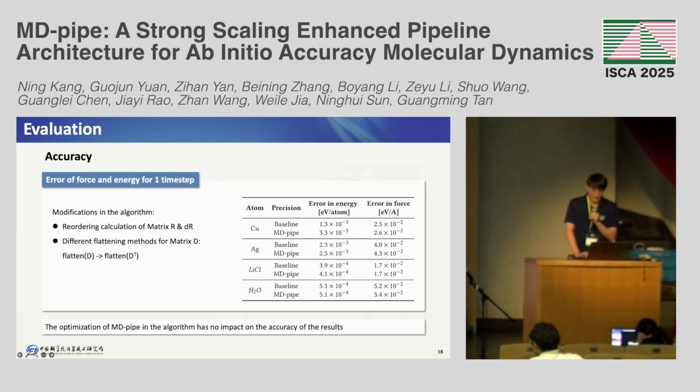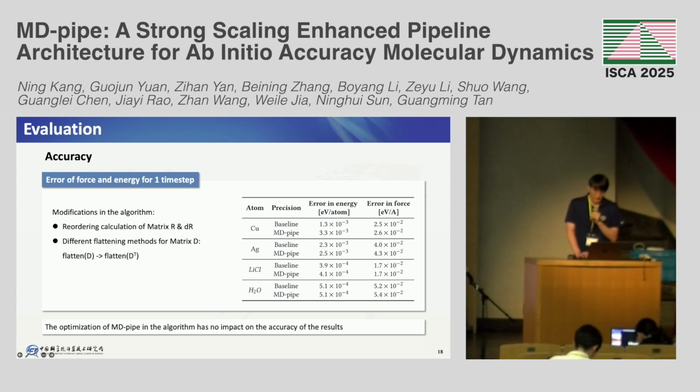First, we made the accuracy evaluation. As mentioned earlier, we made some modifications to the computational workflow of DeepMD. Specifically, we focused on two key changes. First, we migrated the calculation of the R and DR matrix. Second, we convert the flatten process of matrix D into flattening the transpose of D instead.